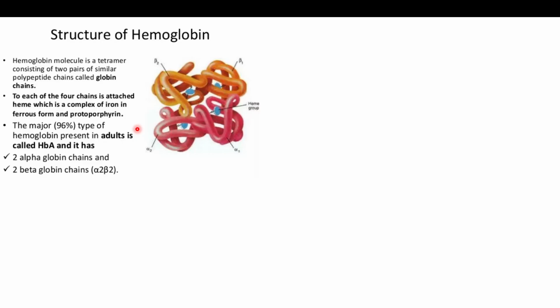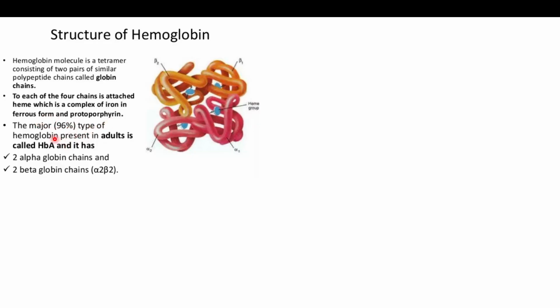And similar, as in similar polypeptide chains, these individual chains are named alpha globin chains and beta globin chains. And to each of the four chains is attached heme, this one here. This is the heme group here, which is a complex of iron in ferrous form and protoporphyrin.